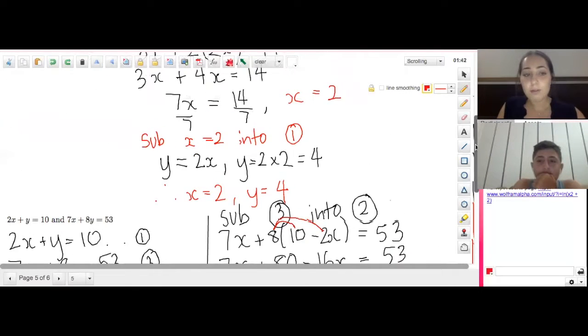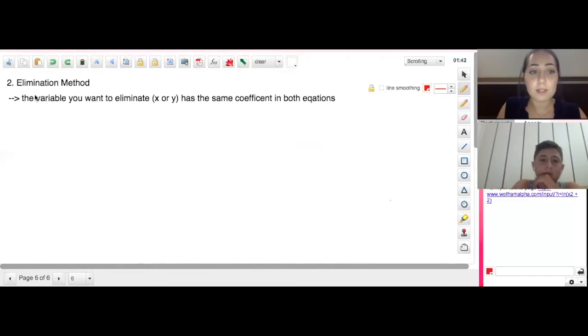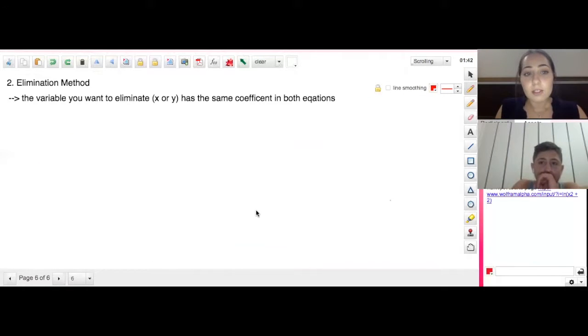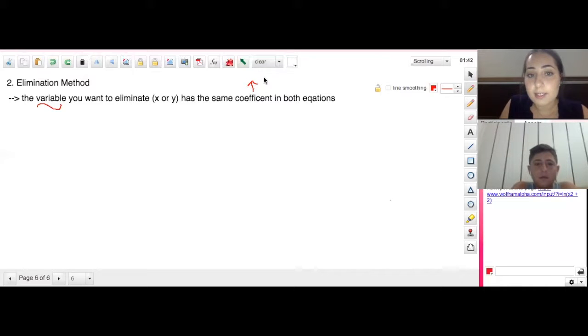So we solved both of these equations using the substitution method. But there's another method to solve simultaneous equations, and that method is called the elimination method. With the elimination method, you want to essentially eliminate a variable because you have two variables and you want to eliminate one of them to find the other one. So in order to do that, you need to ensure that the variable that you want to eliminate, say x or y, has the same coefficient. The coefficient is the number in front of the variable.